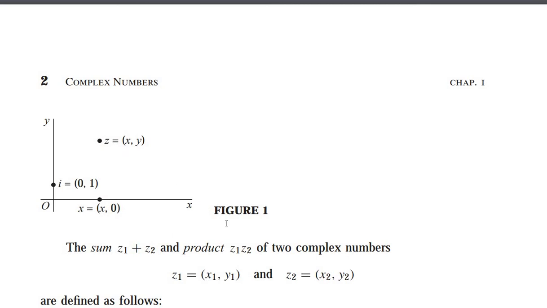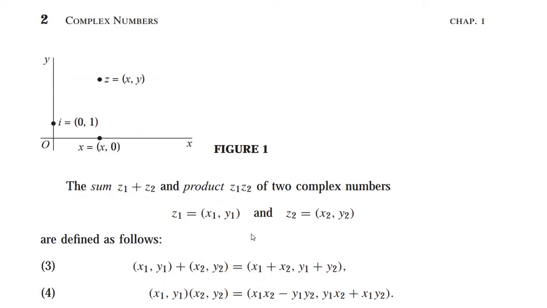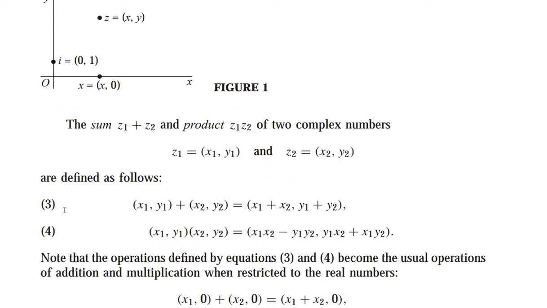First of all, we want to know how we add complex numbers and how we multiply them. Here is equation 3. In this equation we can see how we add complex numbers. We add complex numbers by their like parts: we add the real part with the real part, and the imaginary part with the imaginary part. This is the way we add complex numbers.